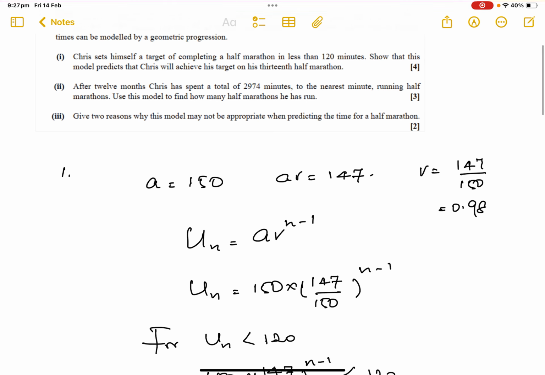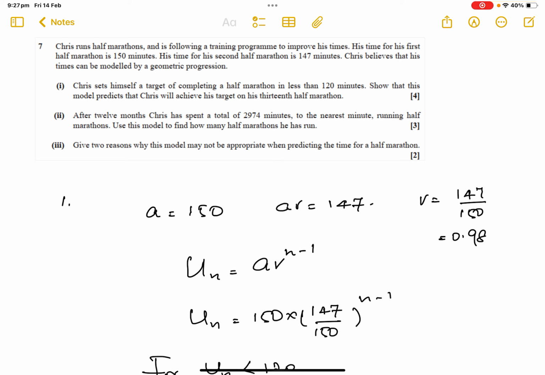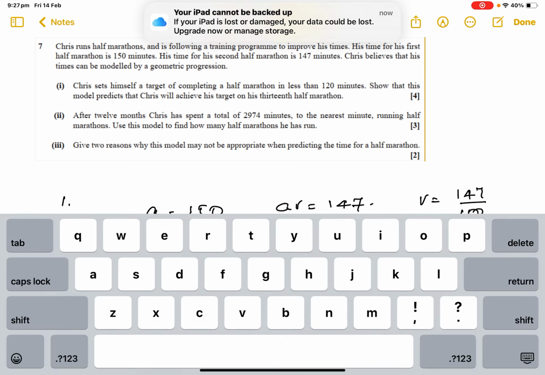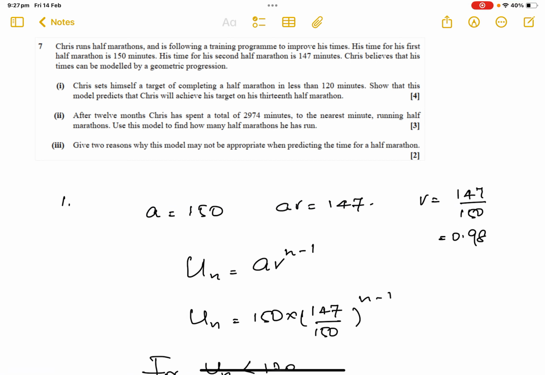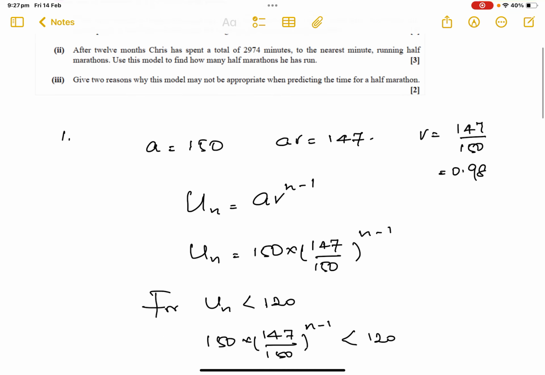So the first half marathon was 150. So a is 150, and the second marathon is 147. And again, his model is a geometric progression, GP. So the first term is a, 150, ar is 147. So r is 147 over 150, that is 0.98. So r, the common ratio, is 0.98.